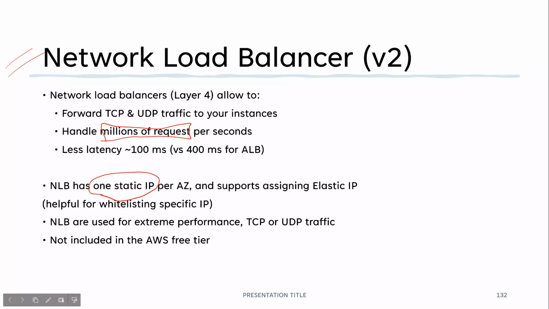Now don't confuse fixed DNS name and static IPs. Fixed DNS name means that your DNS name will be fixed, but your public IP address may change. But in case of a network load balancer, you are associated with only one static or fixed IP, and it supports assigning an elastic IP, which is not supported in application load balancers. Okay, it's only supported in network load balancers. So it is used for extreme performance. This is also one of the key terms. So always remember the key terms before going into the exam. And it is not included in the AWS free tier.